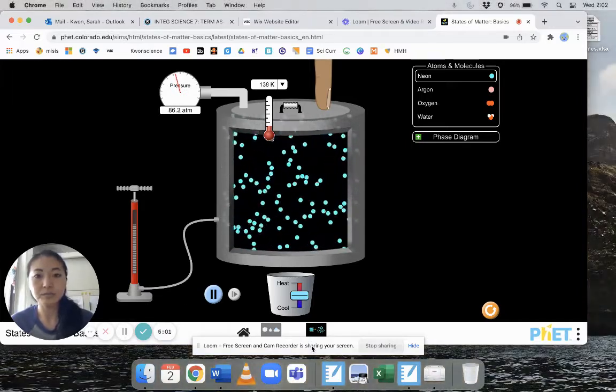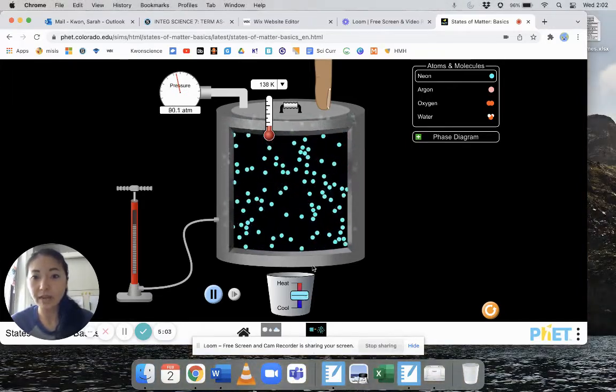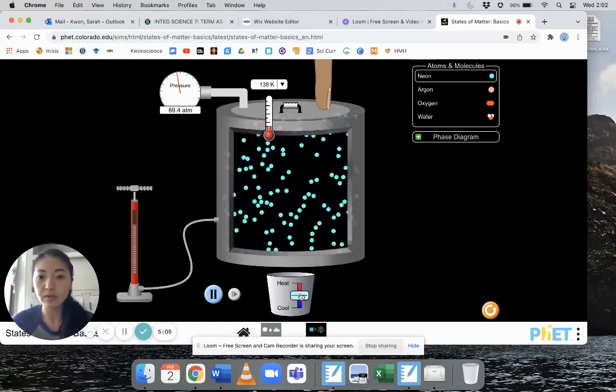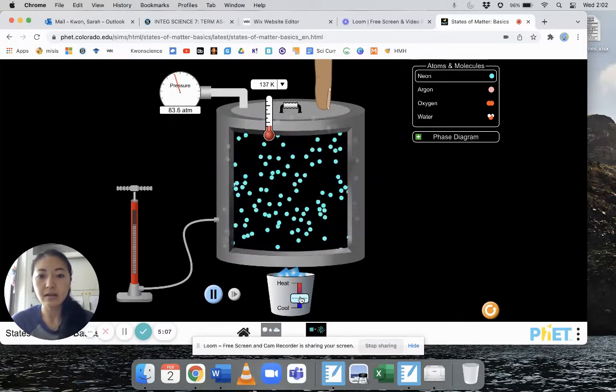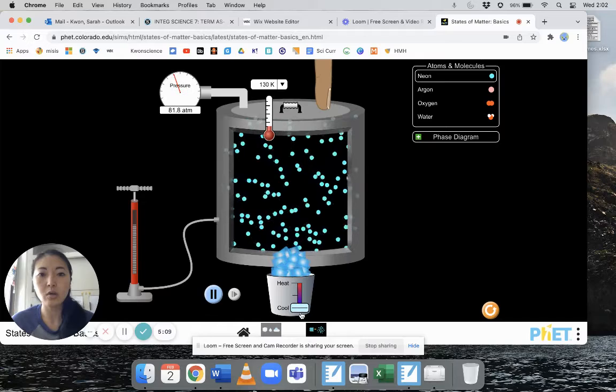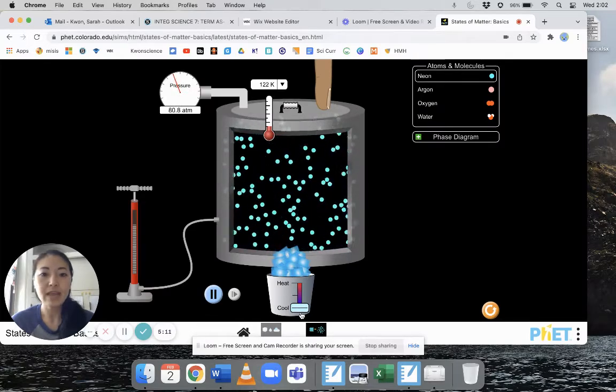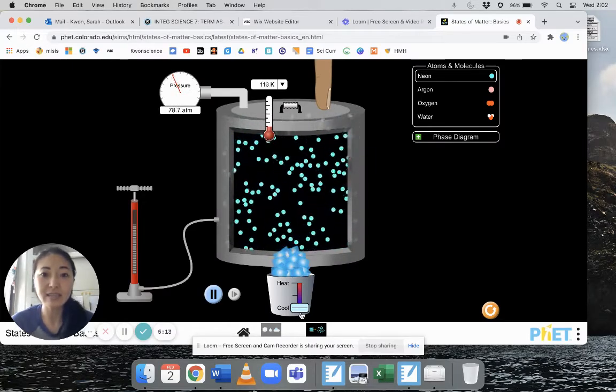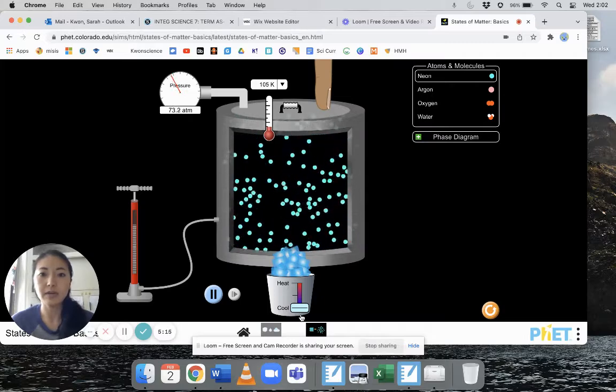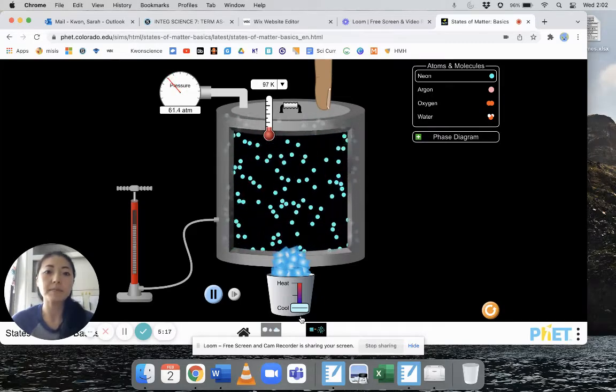And then, okay, so what we're going to do is we're going to cool down the gas. We're going to remove the heat, and that's going to cause the molecules to slow back down and condense into a liquid again. It's going to take some more time.